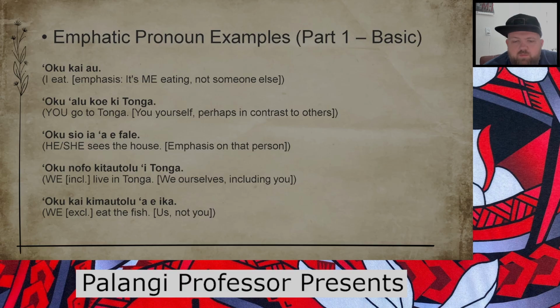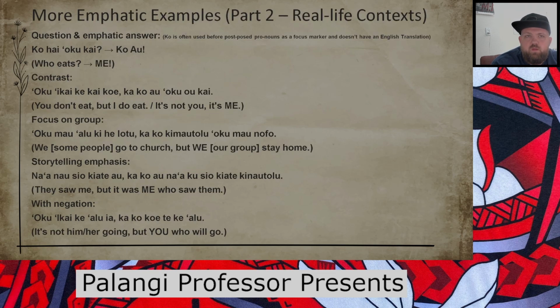And okokai ki mautolo aika. Okokai ki mautolo aika. Again, I think I'd add the a subject marker for ki mautolo aika. Apologies, this was written pretty quickly, but when I'm going over it again, I think that it needs a subject marker. And then that is we eat the fish, us and not you, because we're using the ki mautolo.